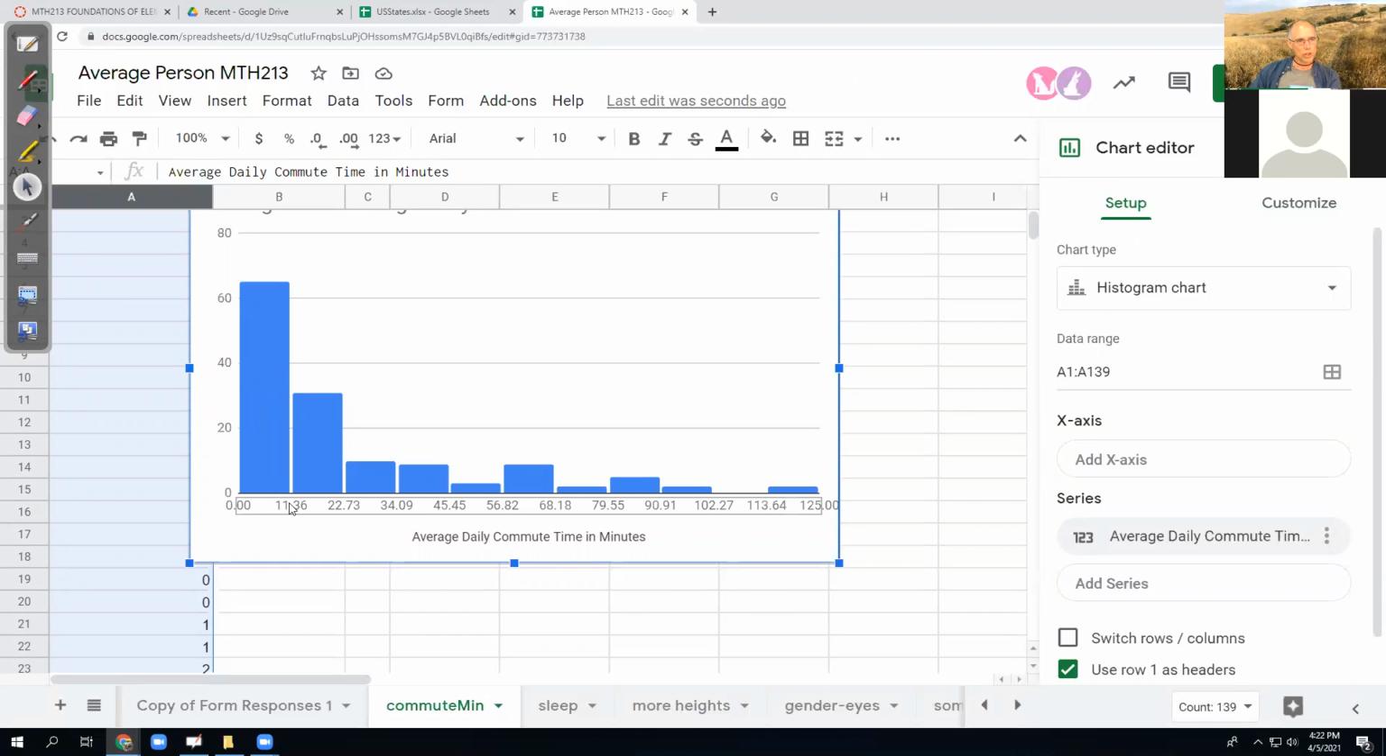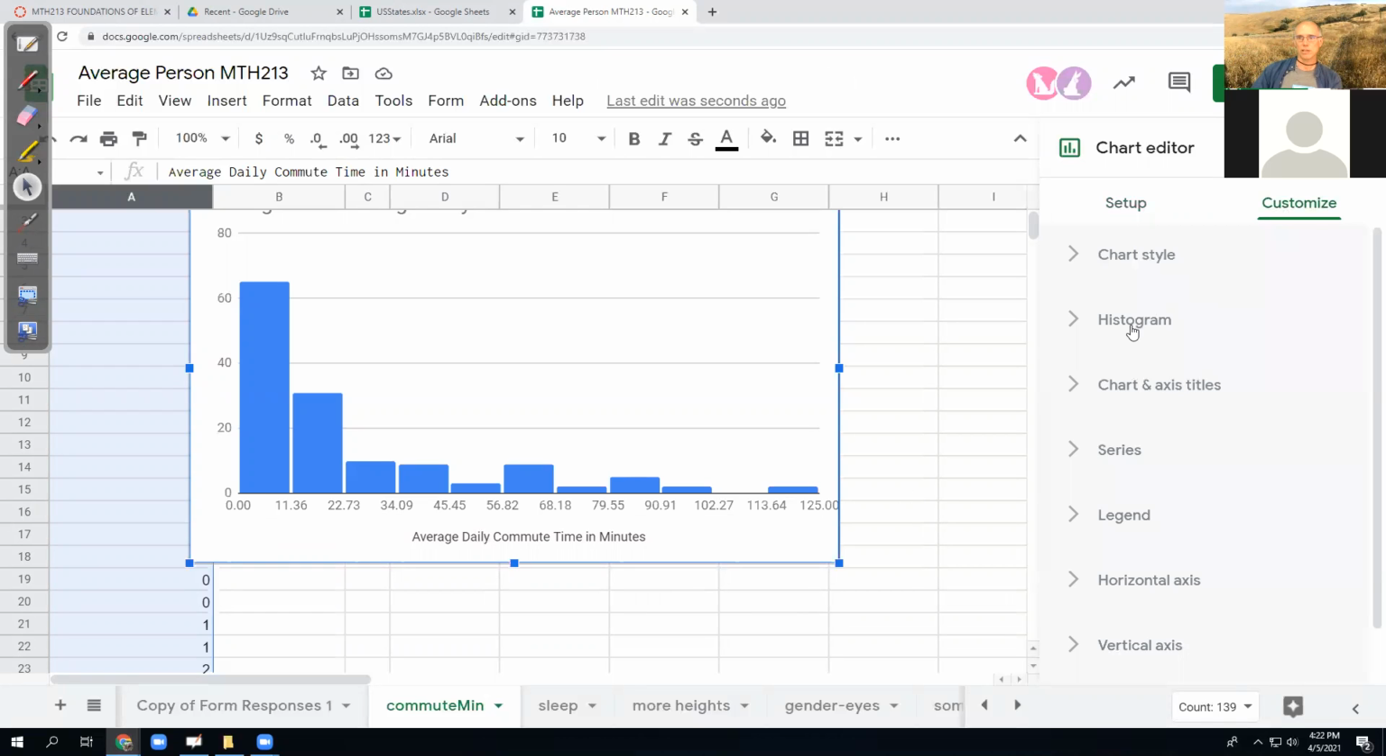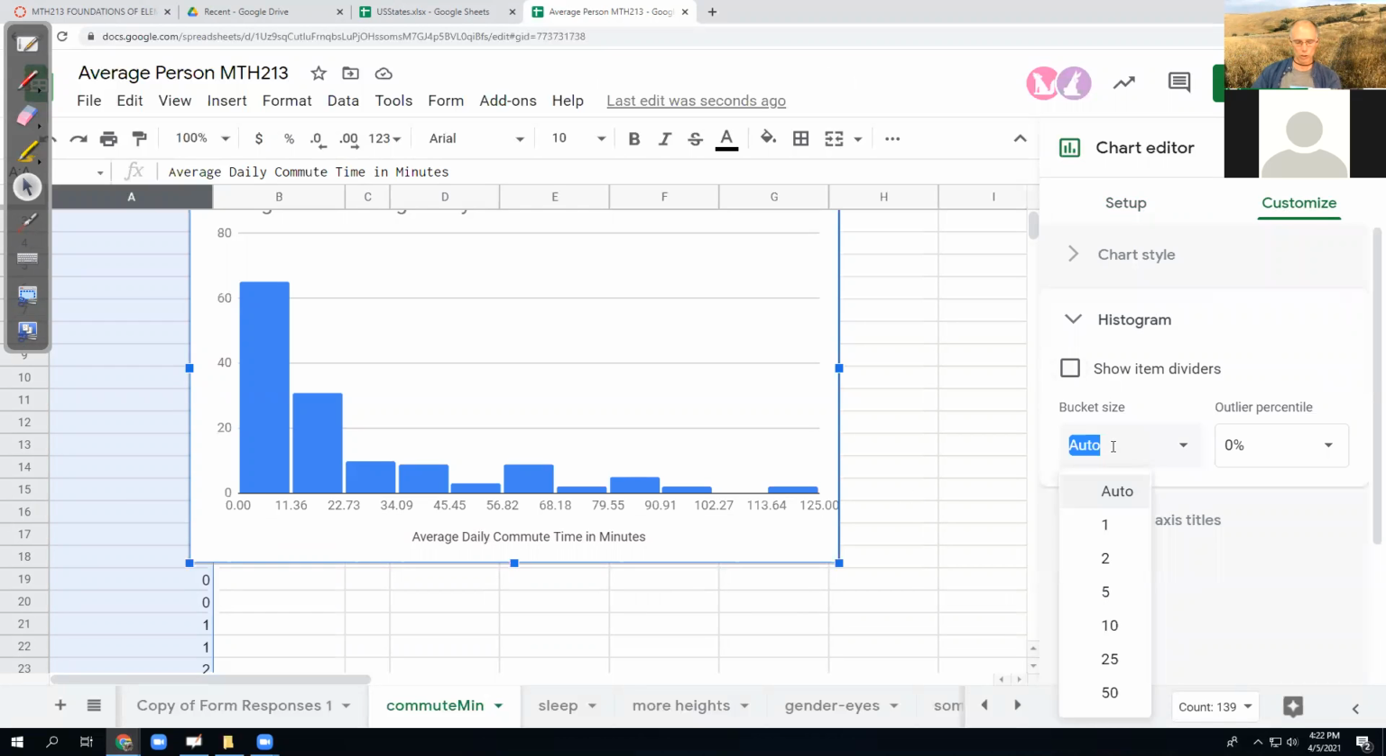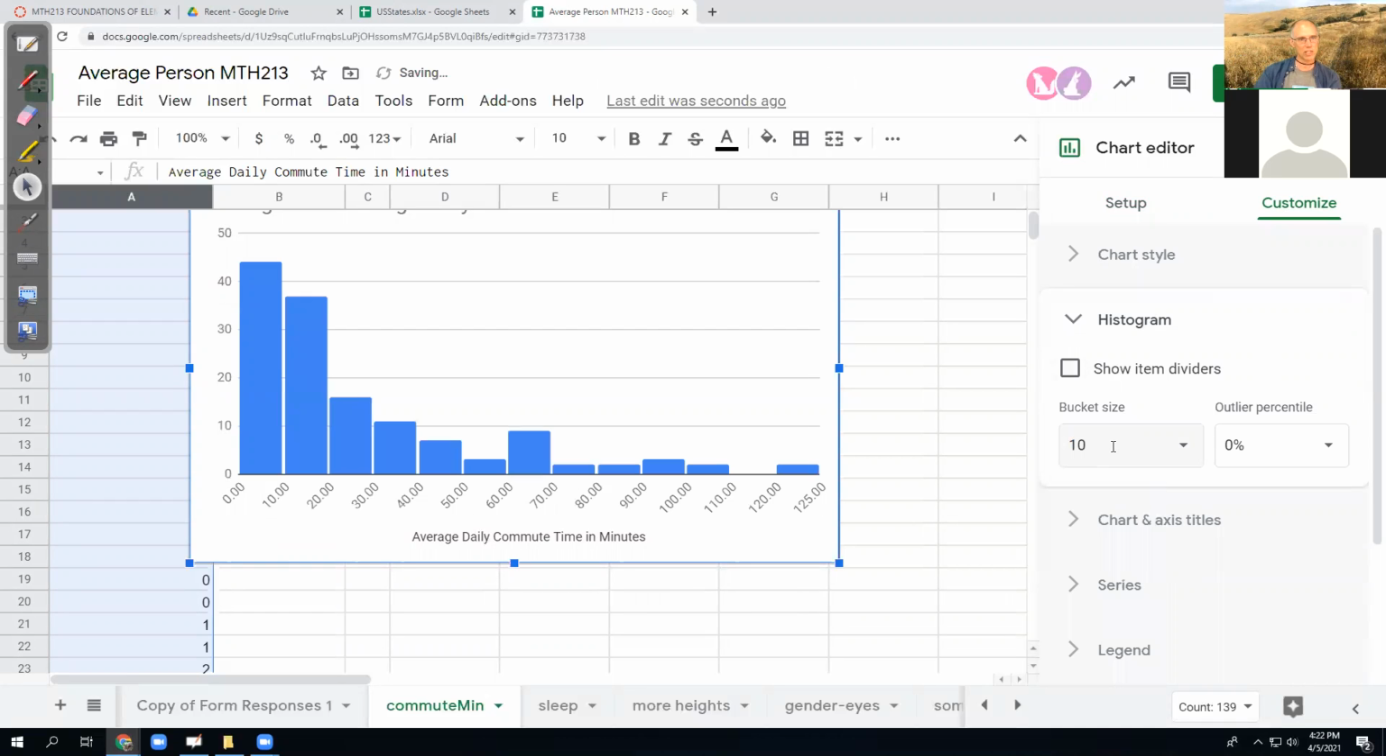All right, so here's my data. Let's see, here we're jumping by 11. So I'm going to clean that up and let's jump by 10. So for the histogram, instead of auto bucket size, let's go with a bucket size of 10. Yeah, that looks all right.